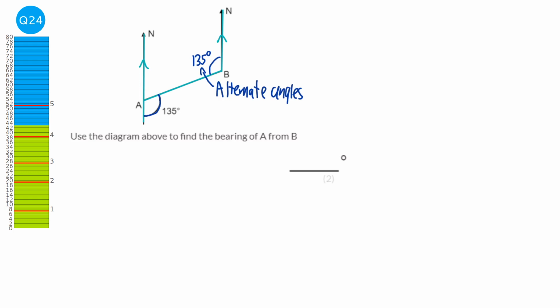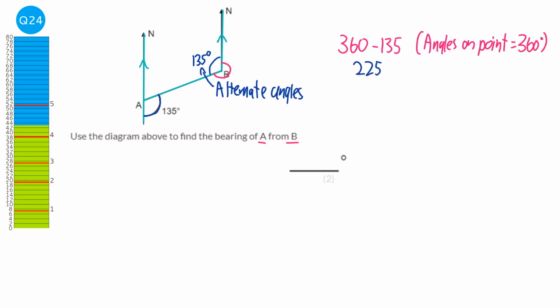And we know also that angles on a point add up to 360. So this red angle represents the bearing of A from B. And so to find this angle out, what we're going to do is just 360 take away 135. And the reason for that is angles on a point equal 360 degrees. And when we work that out, we get the answer of 225. So our bearing is 225 degrees.